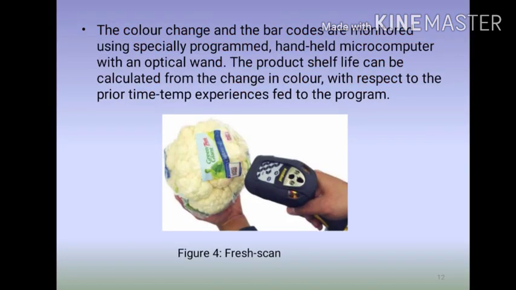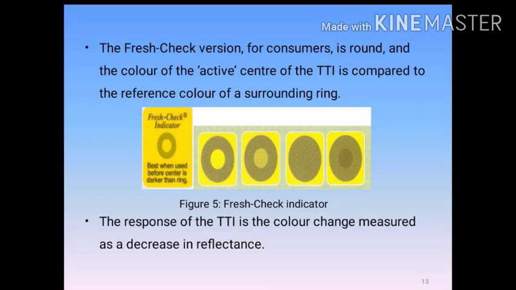Here in this case, the color change in the barcodes is monitored using a specially programmed handheld microcomputer with an optical one. The product shelf life can be calculated from the change in color with respect to the prior time temperature experiences fed to the program. In another type of polymer-based time temperature indicator, that is the Fresh-Check version, it is round and the color of the active center of the indicator is compared to the reference color of a surrounding ring. Figure 5 shows the Fresh-Check indicator.